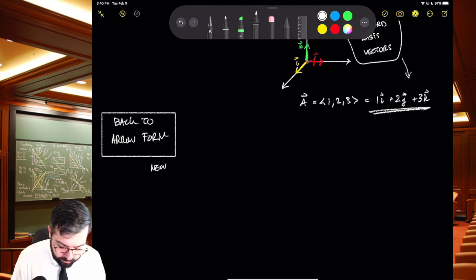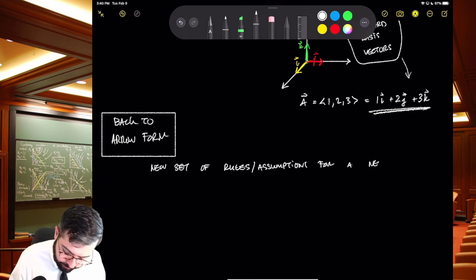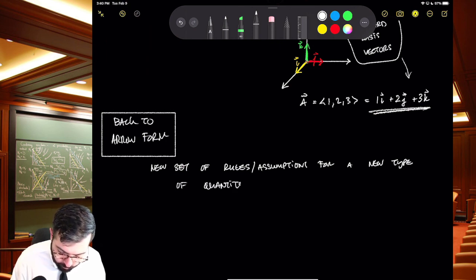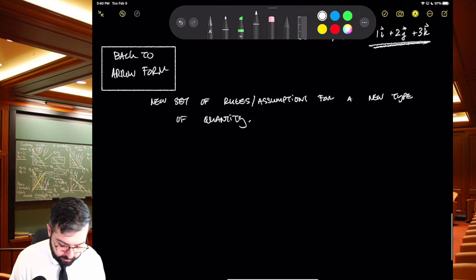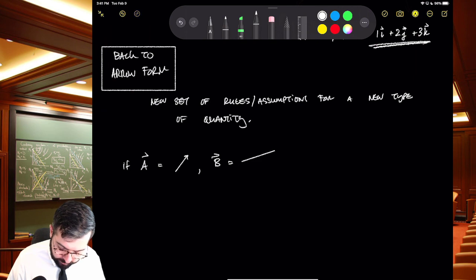So we need a new set of rules and assumptions for a new type of number or a new type of quantity. We're going to build our own algebra around these things. So if A is the vector that looks like this, and these sketches don't have to be perfect, and B has a little bit more of a horizontal slant to it, let's make it a little bit longer so this point is more clearly stated.